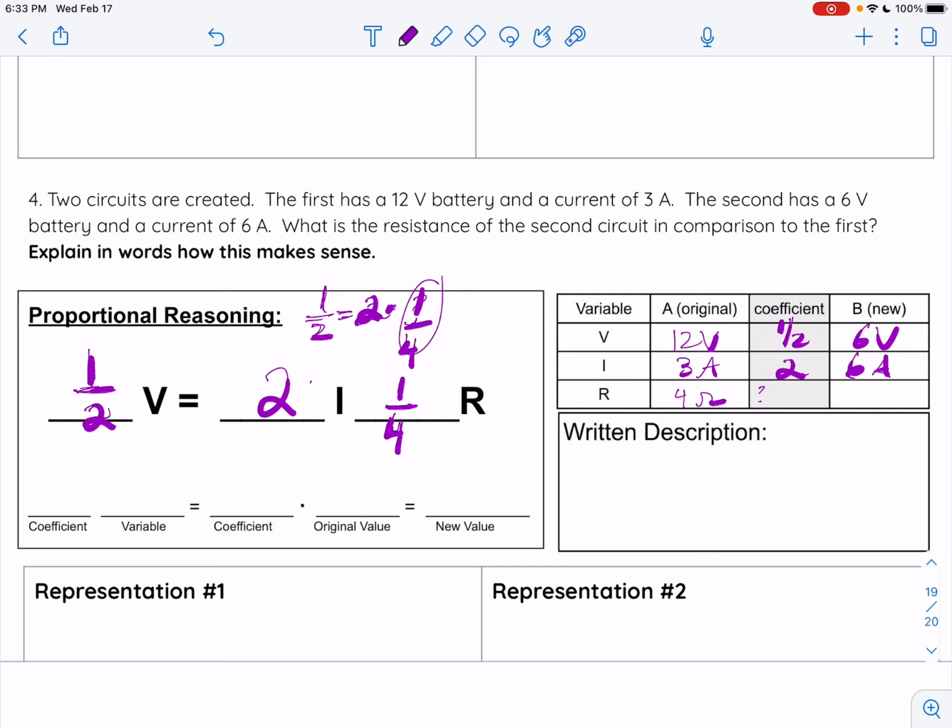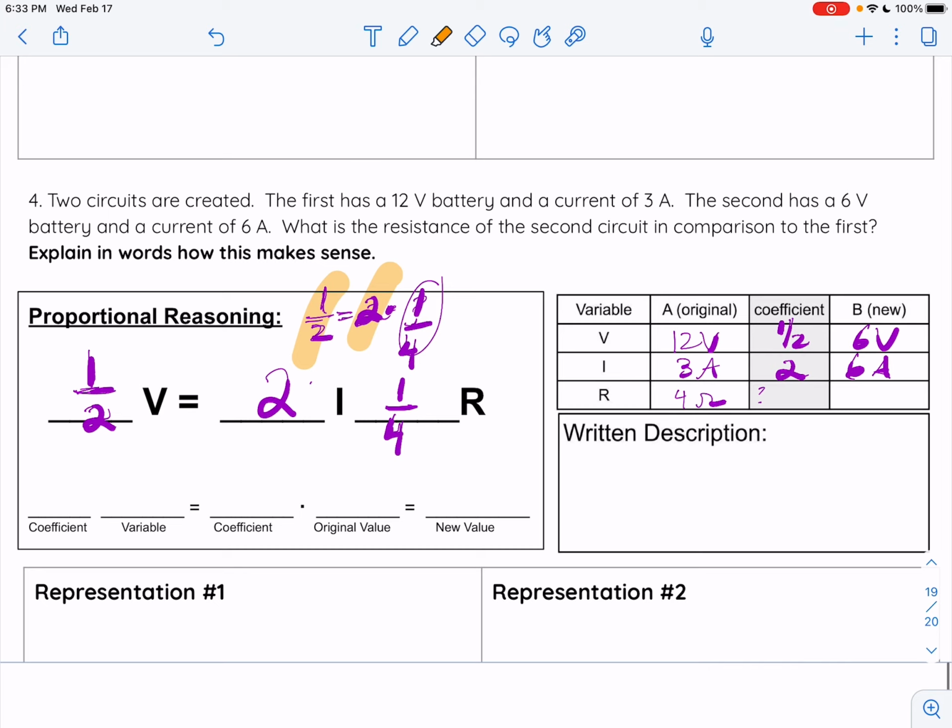So look, if I'm not pushing as hard and I'm still getting more current, that circuit is super easy to get through now. It's a quarter of what it was before, so that's going to be 1 ohm. 1/4 of 4 ohms is going to be 1 ohm. You might have to put it in like that when you type it in the box. And you want to think about how that makes sense, because I'm not pushing as hard and I'm still getting more current. That means the circuit is super easy to get through.